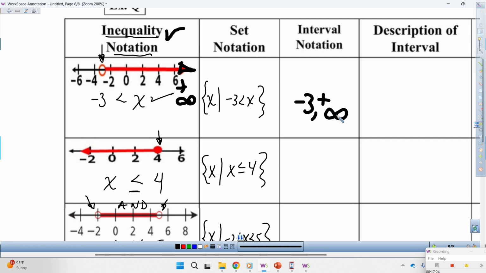So read the note to yourself. What does the note say? It says, use brackets when it's a closed point. Anything else, use what? So look at the graph. Do you see a closed point here? No, so we're going to use a parenthesis. Is this a closed point? No, it's an arrow, Mr. Q. Then it's a parenthesis.